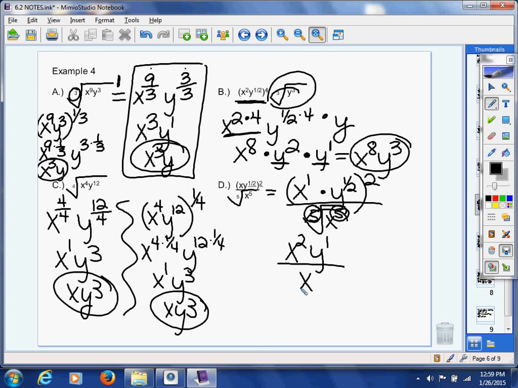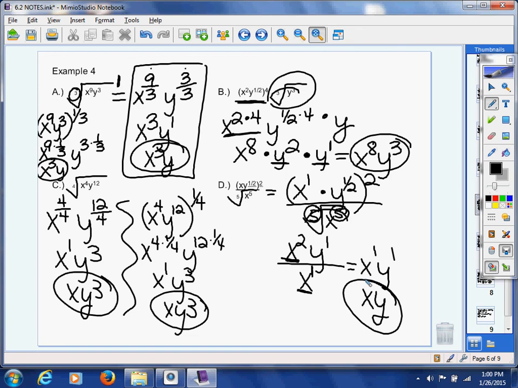Okay? Now we don't want x in 2 different places. We just want to write this thing one time. So there's a little more simplification that can be done. I have base divided by base. I have 1 x in the bottom, 2 x's up top. Remember what we said? Base divided by base. Yes, I'm going to subtract. So what's 2 minus 1? 1. And so I have x to the first, y to the first, or very simply, xy.